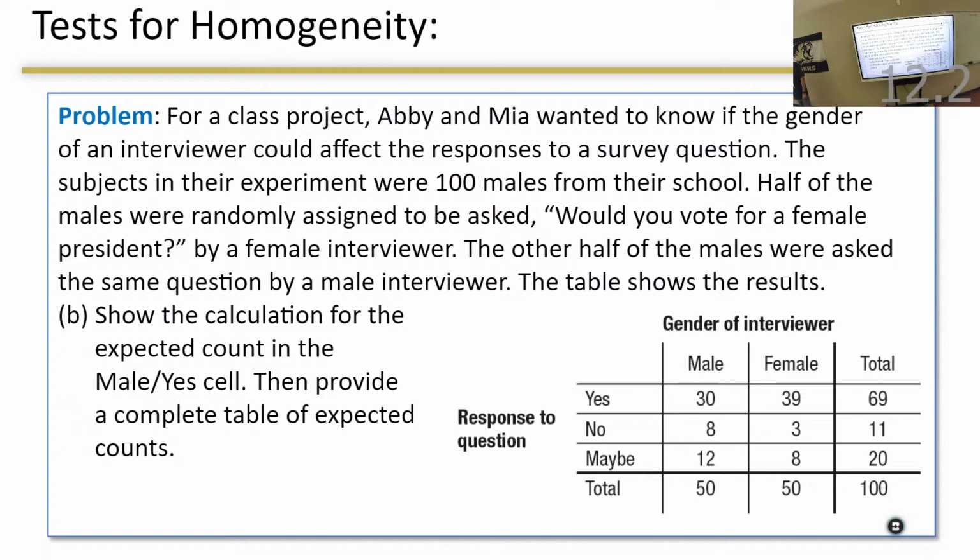Show the calculation for the expected count in the male yes cell, which is this one right here. So I need to take 69 and multiply that times 50, and you can do 50 times 69, order does not matter. And I have to divide it by 100.